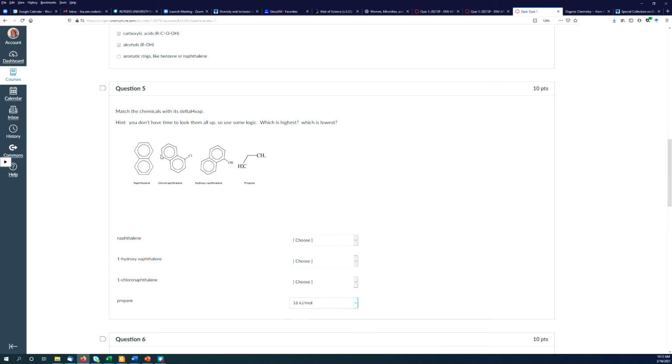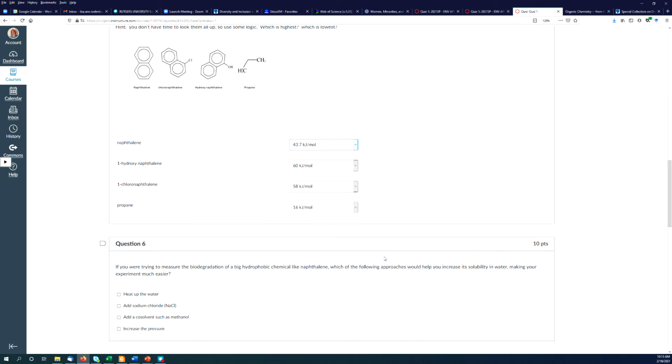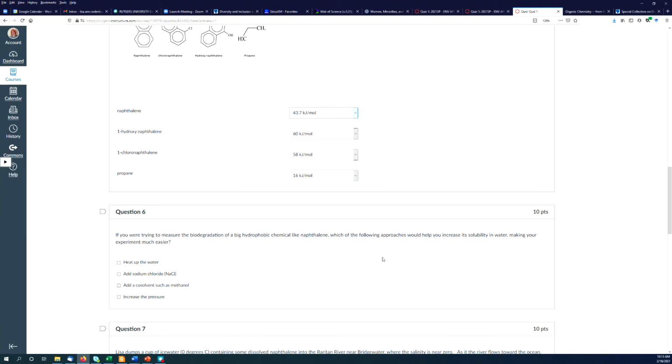Among these three, we can guess that chloronaphthalene and hydroxynaphthalene are higher in molecular weight than plain old naphthalene, so they're probably greater. And the hydroxy group on hydroxynaphthalene gives it the ability to both donate and accept hydrogen bonds, which is going to raise its delta H of vaporization quite a bit. So hydroxynaphthalene would have the highest, so that's that 60. Then chloronaphthalene would be higher than naphthalene, so that must be the next one, which is 58, and that leaves naphthalene at 43.7. So that's how you have to reason your way through this. And I will ask similar questions to this, I promise, on the midterm. I'll give you structures and ask you to estimate things like Henry's law and stuff.